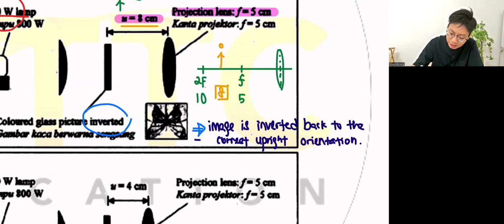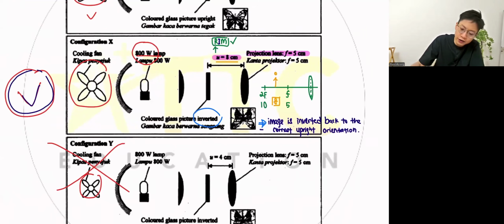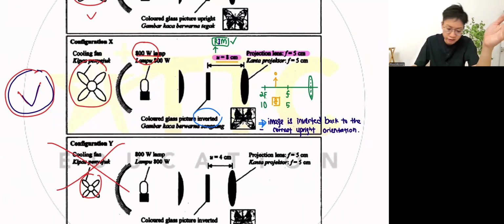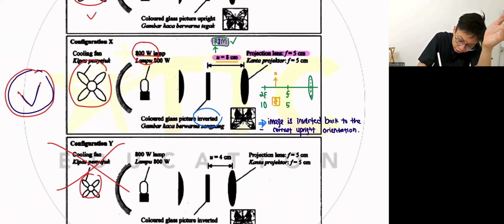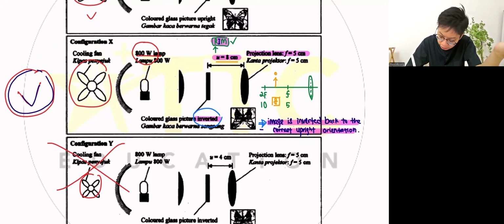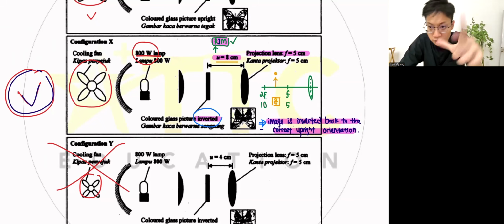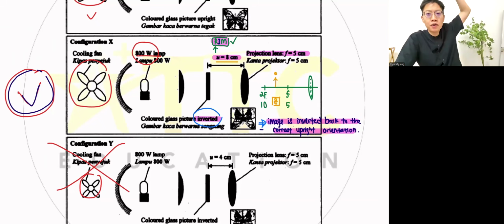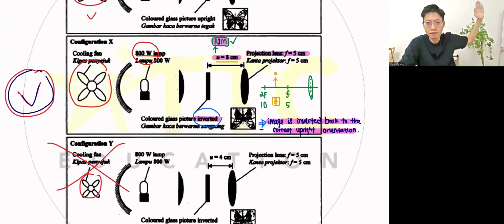So that's why my answer will be configuration X. We have real inverted magnified here. We have real inverted magnified here. We have the image inverted back to the correct orientation. That's why we put the inverted here. So this is how we see the image. Now, Ken, this is how we will see the image in the vertical part. Now, anybody got any questions here? Anybody got any questions here? Don't have? Okay, wow.